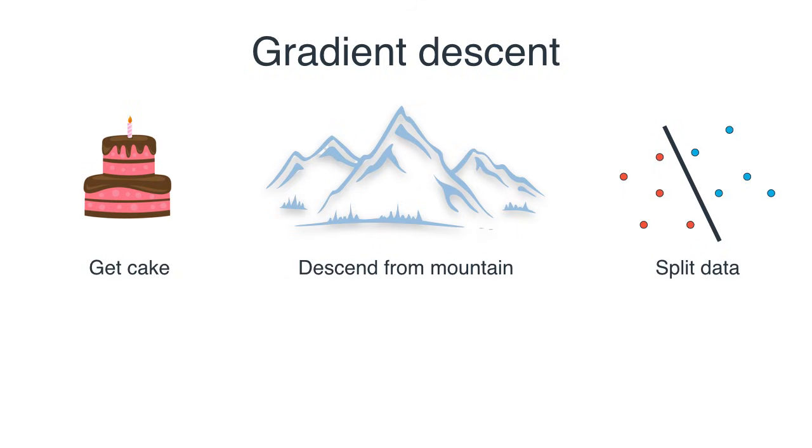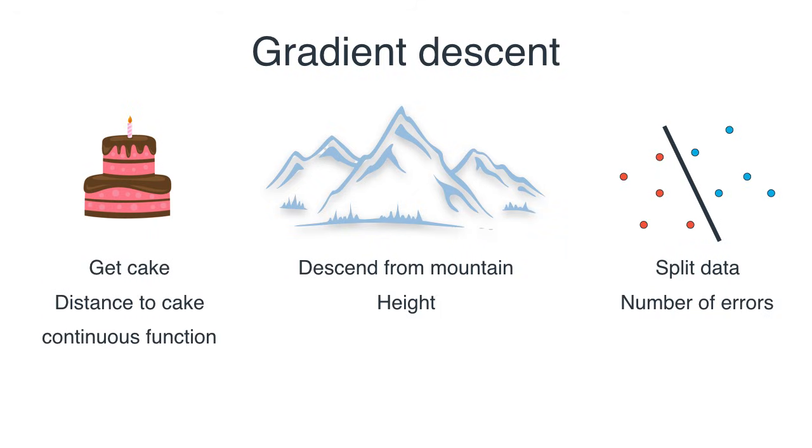Here are our problems again. We have the get cake problem, the descent from the mountain problem, and our third problem is split the data. And remember, how did we get the cake? By calculating the distance to the cake and minimizing it. How did we descend from the mountain? By calculating the height and minimizing it. And now we think that we can solve the split data problem by minimizing the number of errors. But now here's a problem. The distance to the cake is a continuous function. So if I move around a little bit in tiny steps, the distance is going to decrease in very, very tiny amounts. As a matter of fact, I can find the derivative, and that's the whole point.